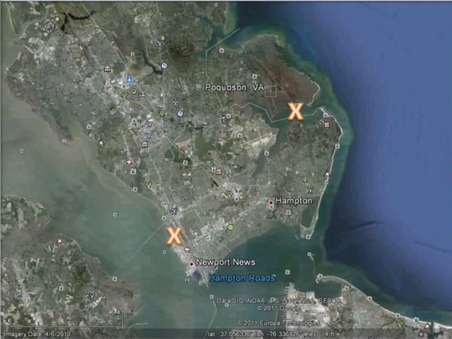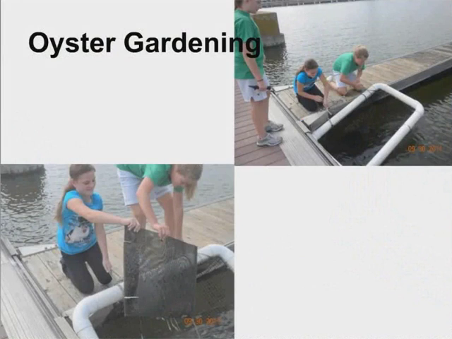This shows where our oyster floats are located. The one on the bottom, on the left-hand side, is right near our school. It's within walking distance, and as you can see, we're right on the water, on the James River. And then on the upper left side of your screen, that's in Poquoson, and it's on the York River. I believe the Poquoson River drains into the York River. And those are both large tributaries of the Chesapeake Bay.